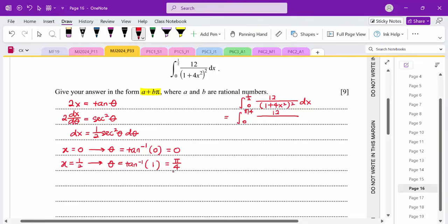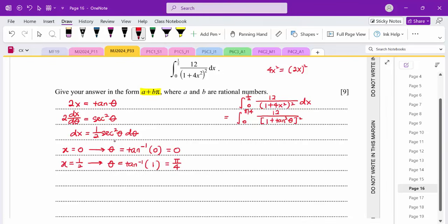Okay, so 1 plus 4x squared theta. 4x squared can be written as 2x the whole thing squared. Okay, 2x the whole thing squared can be written as tangent squared. So I'm having 1 plus tangent squared theta with a square outside. And then for the dx, you can see that dx can be written as half secant squared d theta. So I'll be replacing here with half secant squared d theta.